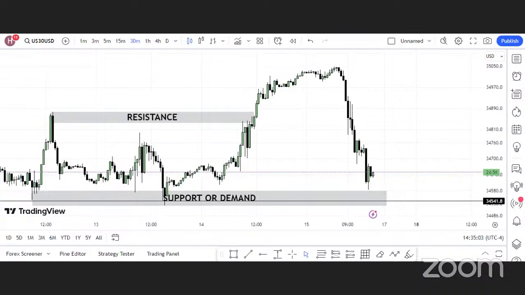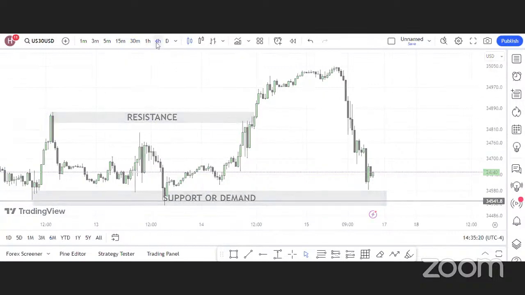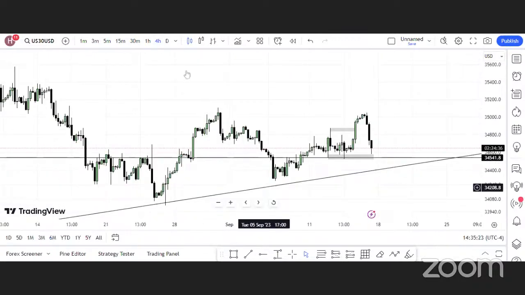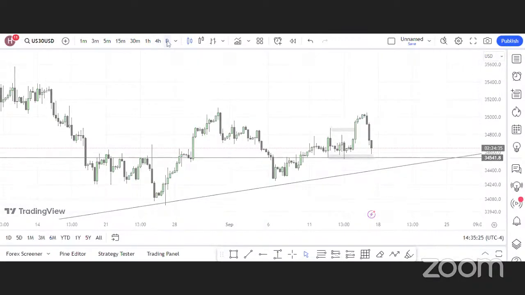So now we've talked about how you can plot your support and resistance and what support and resistance actually mean. I'm sure you know how to use it now. So let's continue. Aside from the support and the resistance, we also have what we call the trend line.